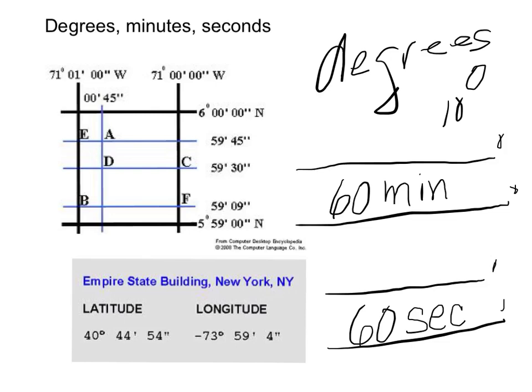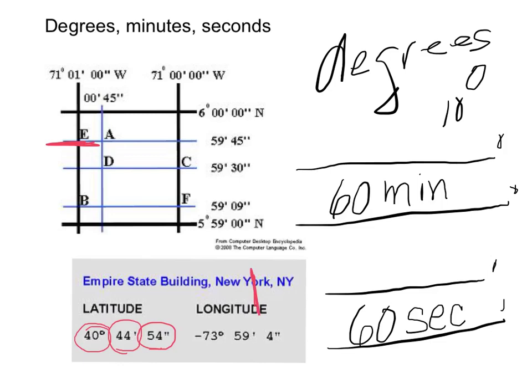Let's look down here at the example down here, the Empire State Building. Here we have 40 minutes. I'm sorry, scratch that. Here we have 40 degrees, 44 minutes, and 54 seconds. That's our latitude. That's a line going this direction.